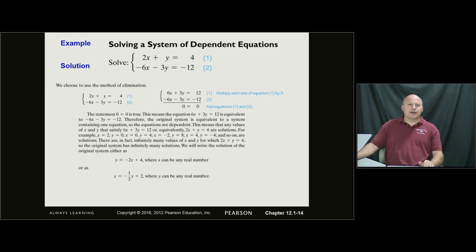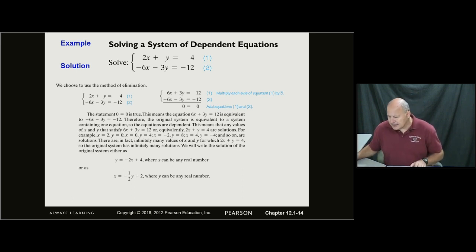Okay? So what we need to do is figure out a way to understand how to express the answer. So what we're going to do is, it says the statement 0 equals 0 is true. This means that the equation x plus 3y equals 12 is equivalent to negative 6x minus 3y equals negative 12. Therefore, the original system is equivalent to a system containing one equation, so the equations are dependent. And we talked about that in the first video of this section as to what it means by dependent. They lay right on top of each other.